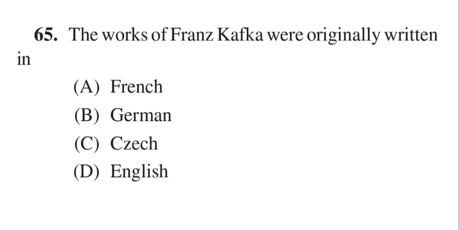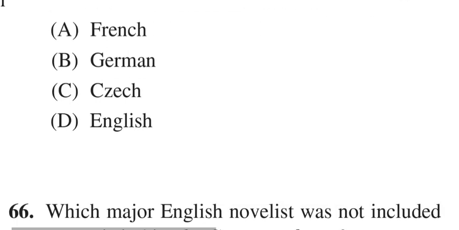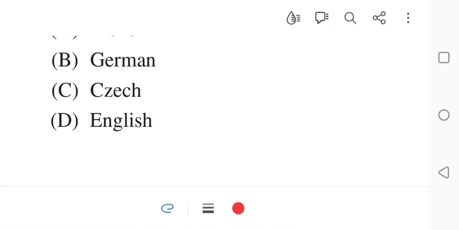Number 65, it says, the works of Franz Kafka. Franz Kafka, it's a very prominent name. If you have not heard, then you have to. So please go through his biography and works. His famous works are Metamorphosis and then The Trial. So it was written in which language? French, German, Czech, English. Correct answer is B. It's written in the German language.